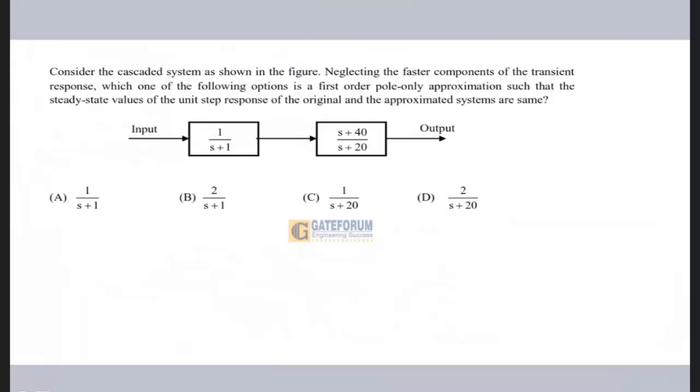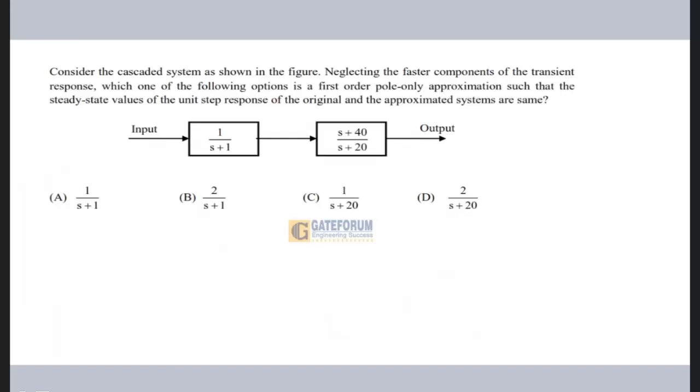Hello students. So this question was asked from the control system part in EE 2024. Okay, let us see the question. Consider the cascaded system as shown in the figure. Neglecting the faster component of the transient response, which one of the following options is a first order pole only approximation such that the steady state value of the unit step response of the original and approximated system are the same.